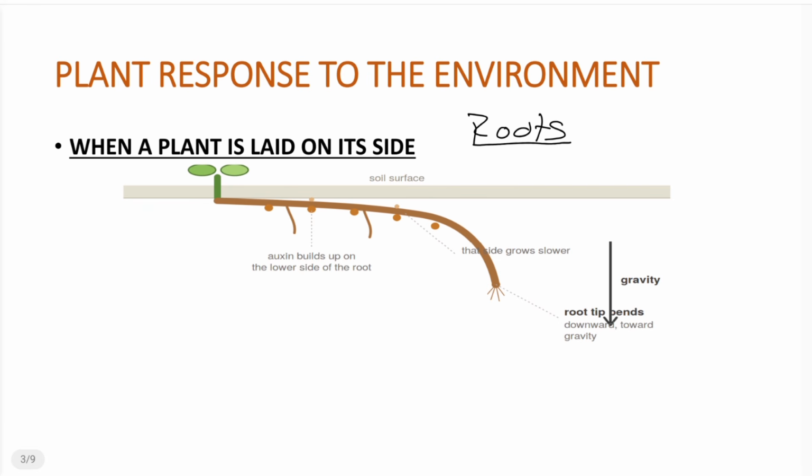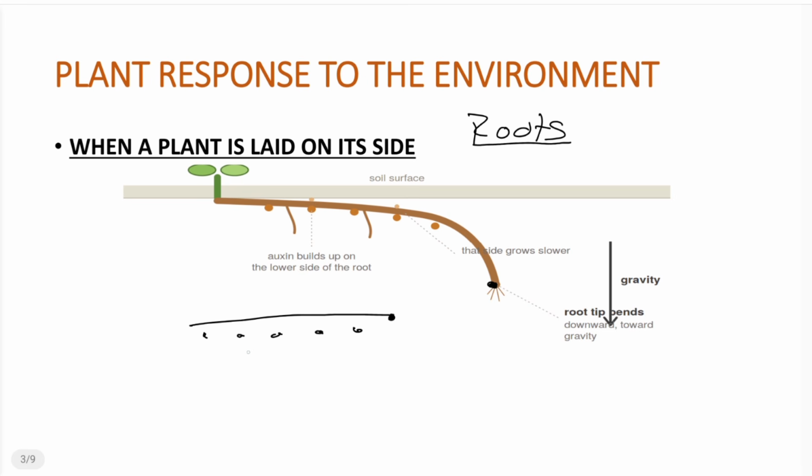Now, with this root being placed horizontally, we know that auxins are going to be produced at the tip of the root. Imagine it still being horizontal like this. If auxins are produced at the tip here, then the auxins are going to accumulate on this bottom side. Again, the reason why they're going to accumulate on this bottom side is simply because of gravity. This tells me that at this lower side, there's going to be a higher concentration of auxins. But at the top side, there's going to be a lower concentration of auxins.